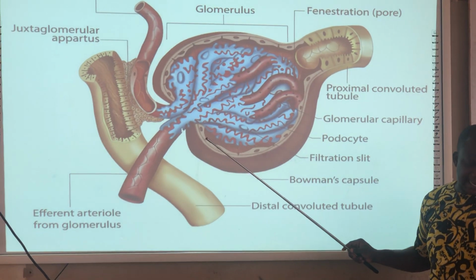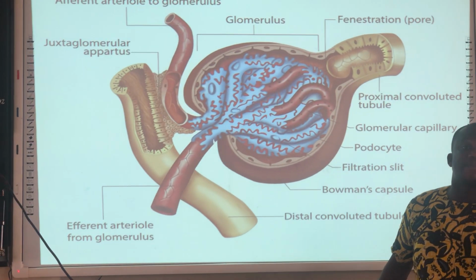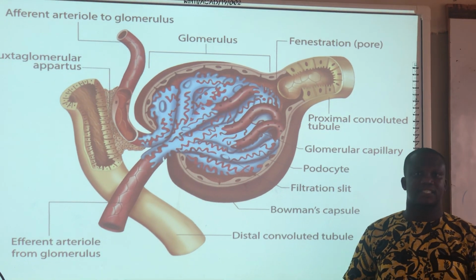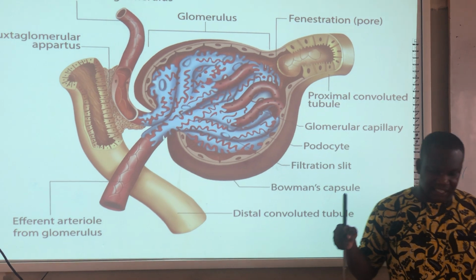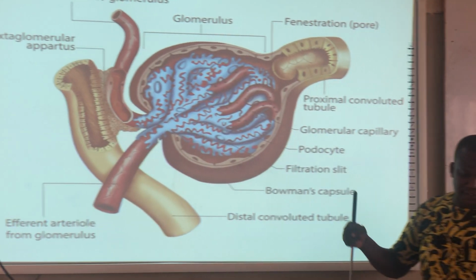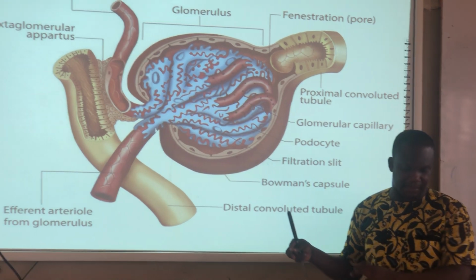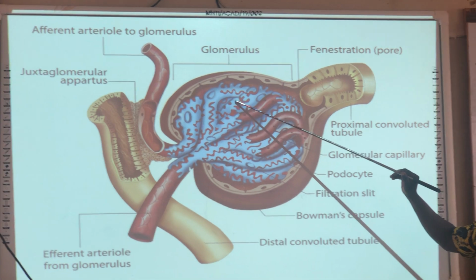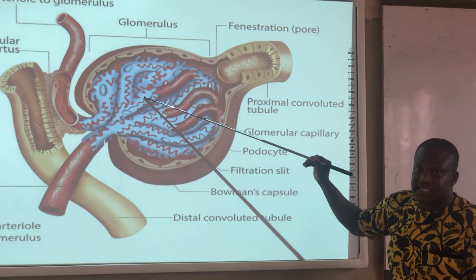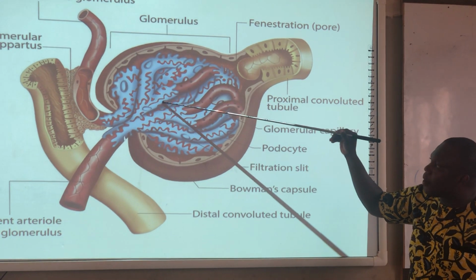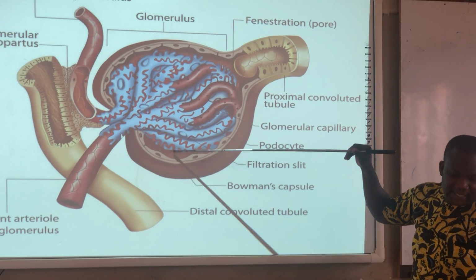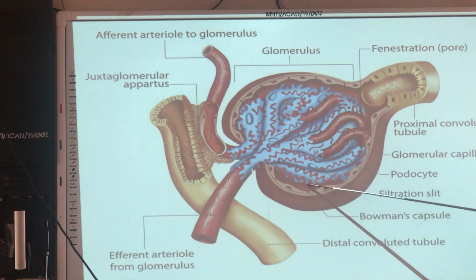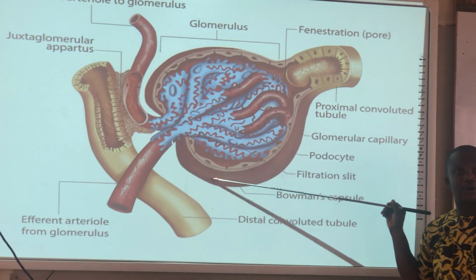Now, some books of thought also describe filtration, or glomerular filtration, as the process that forces some of the water and dissolved substances of the blood plasma from the glomerulus, into the Bowman's capsule, or the glomerular capsule, due to hydrostatic pressure within the glomerulus.